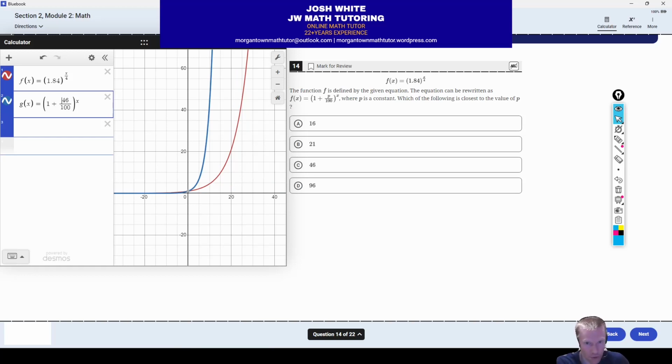Again, we're looking at the blue. The blue is the one that's changing, and now 96, no, even further away. So 16 is clearly the one that is closest to the original. So correct answer is going to be answer choice A.